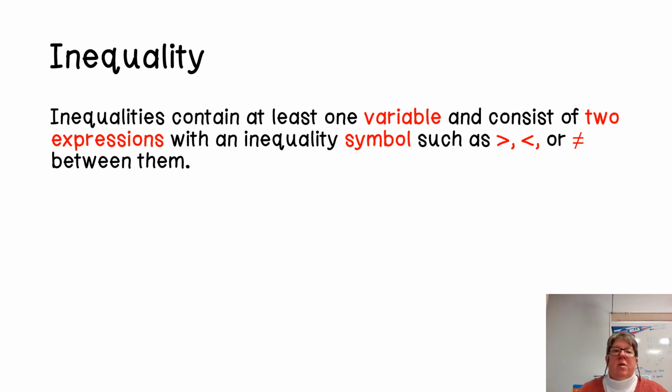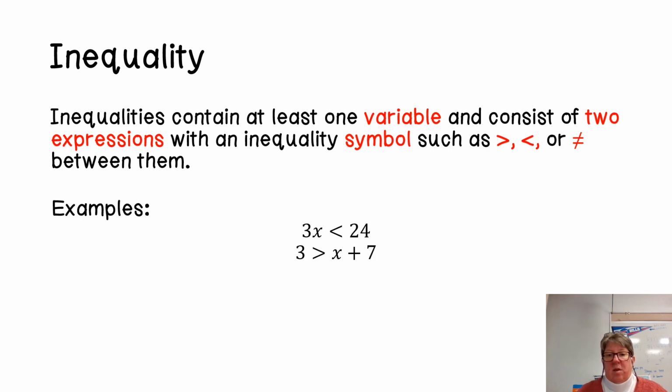Okay, so inequalities contain at least one variable and consist of two expressions with an inequality symbol, such as less than, greater than, or equal, but not equal between them. Examples: 3x is less than 24. 3 is greater than x plus 7. And x minus 3 is not equal to 7.